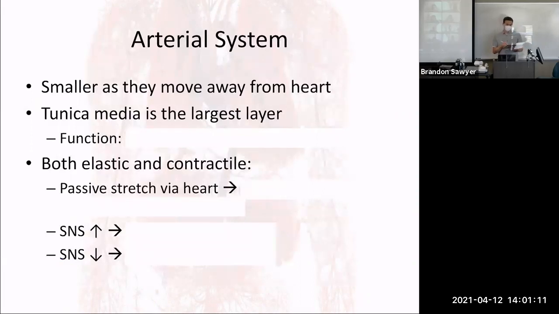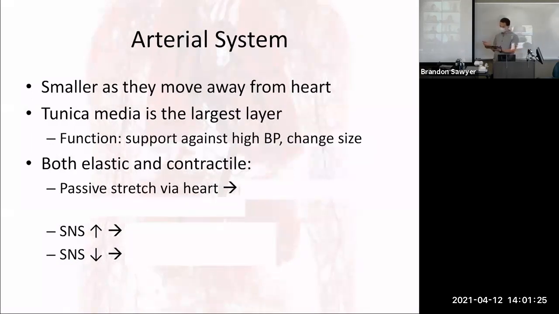Our arteries get smaller as they move away from the heart, because blood's going from the heart through arteries and out. The biggest artery in the body is right there at the heart, the aorta, and then it just gets smaller and smaller as you keep going. In arteries, the tunica media is the thickest layer. That gives it strength, but it also has a lot of smooth muscle so it can change size. Arteries are both elastic and contractile.